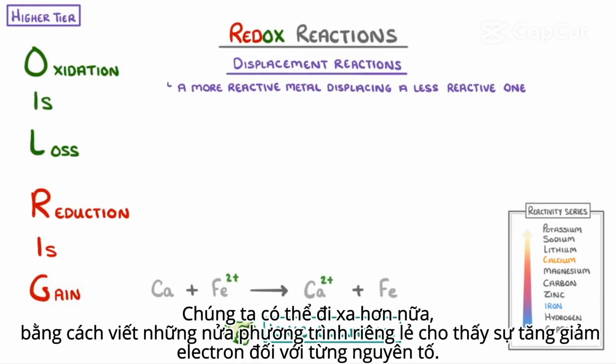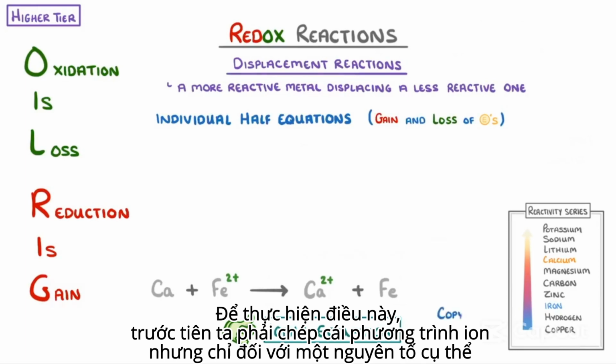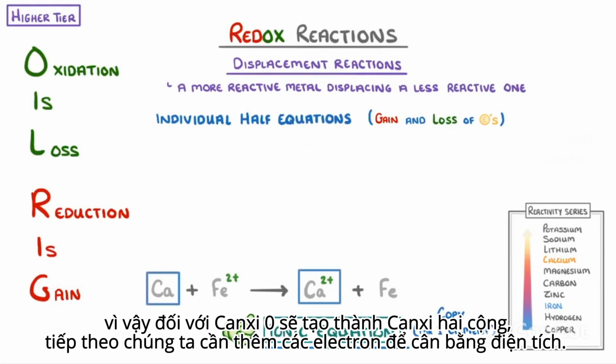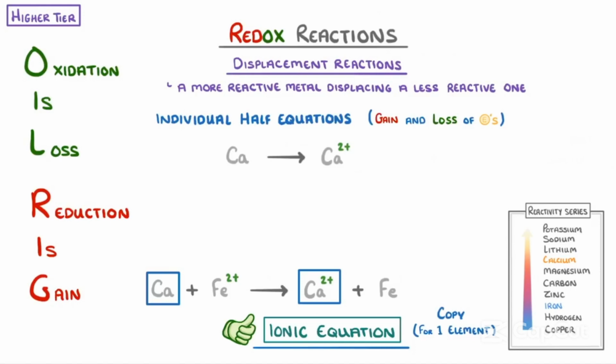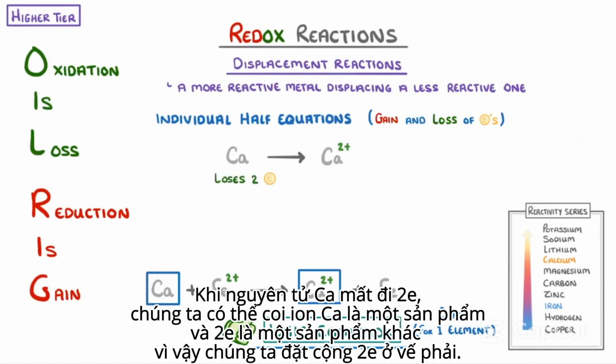We can actually break this down even further though, by writing individual half equations, which show the gain and loss of electrons for each of the elements involved. To do this, we first copy the ionic equation, but only for one particular element. So for calcium, we would write that a neutral calcium atom goes to form a calcium 2+ ion. Next, we need to add our electrons to make the charges balance. As the calcium atom loses 2 electrons, we can think of the calcium ion as one product, and the 2 electrons as another product. So we put +2 electrons on the right-hand side.